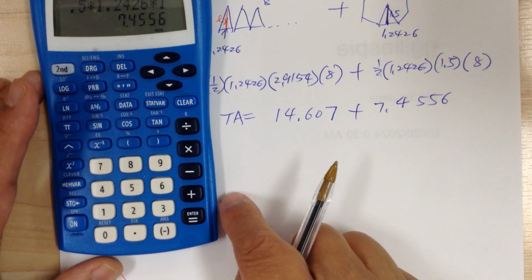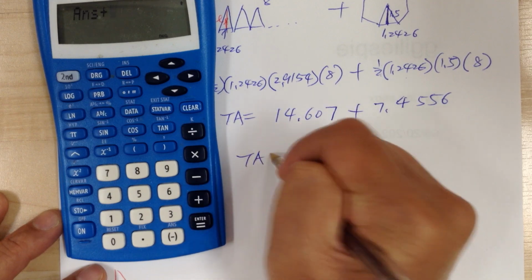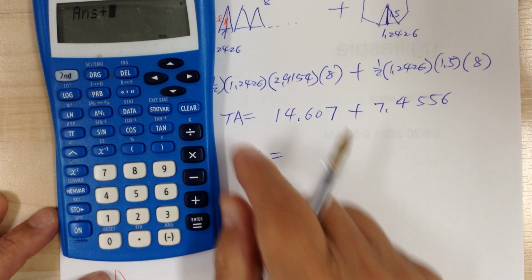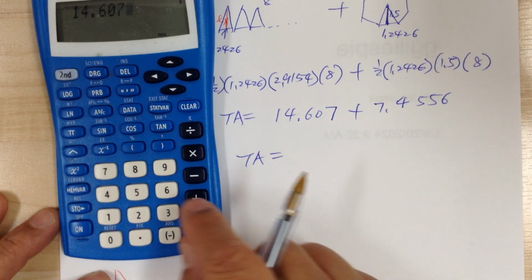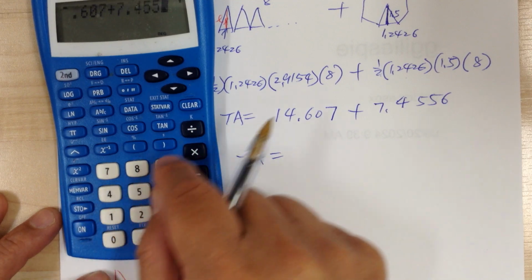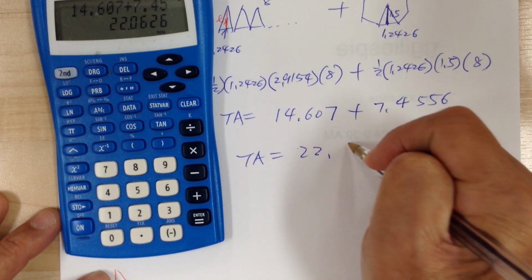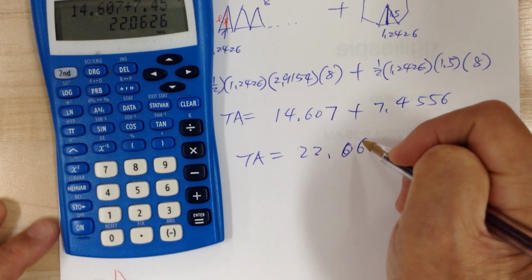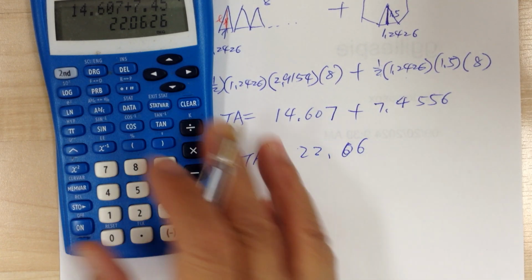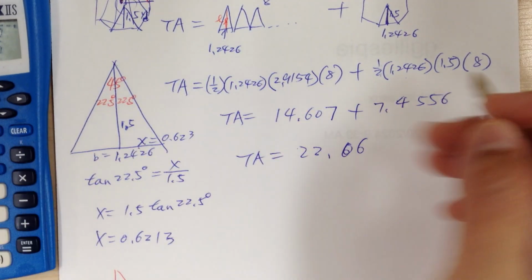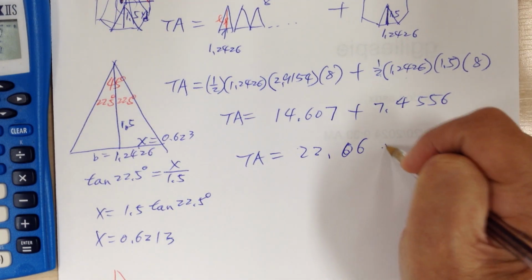Okay, and plus, so add this together, so total area equal to 14.607 plus 7.4556. So about 22.606. Okay, and this would be square yards.